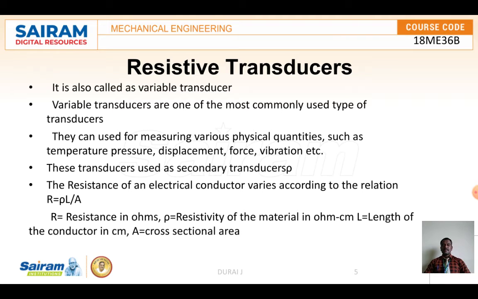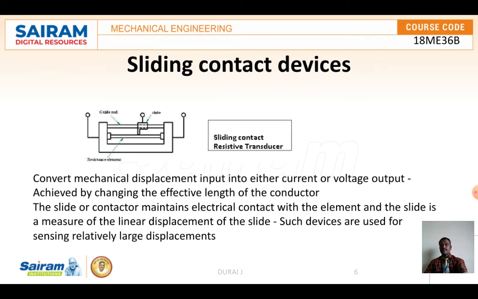This resistive transducer is also called a variable transducer. The most commonly used type is the variable transducer, so that it can measure physical quantities like temperature, pressure, displacement and vibration, etc. So this transducer is a secondary transducer.